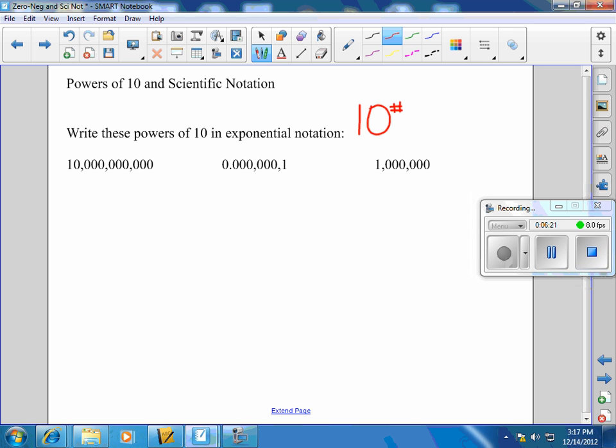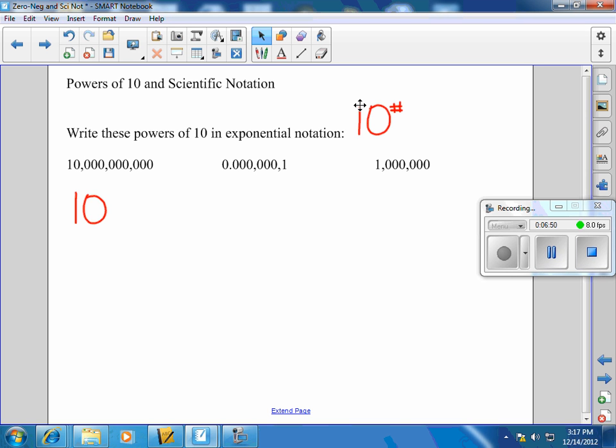So 10 times 10 times 10 times 10. How many times do I need to do that to get these numbers here? So we can kind of do process of elimination. If I just gave you this right here, it would just be 10 to the first power. I have 10. If I had 2 zeros there, it would be 100, or 10 squared. And we could keep doing this. 10 cubed would be the next one, 10 to the fourth.